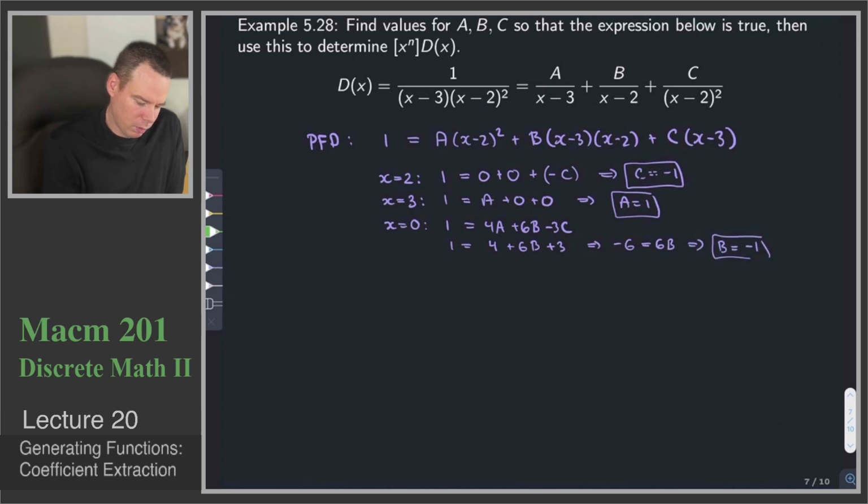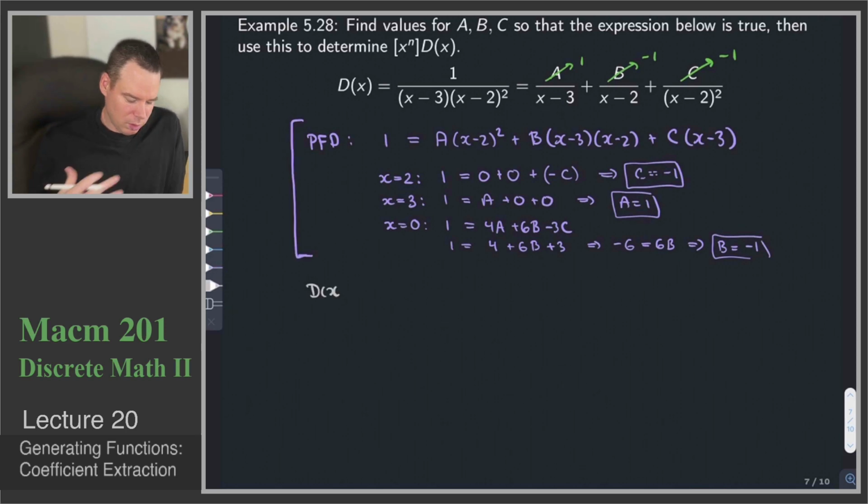And there we go. We found our values. A is 1, b is negative 1, and c is negative 1. And so that tells me then that d of x, our side calculation, doing the decomposition, now that we've done the decomposition, we are now ready to extract coefficients.